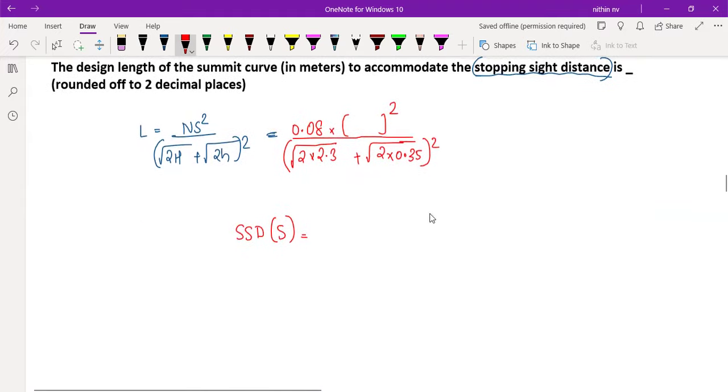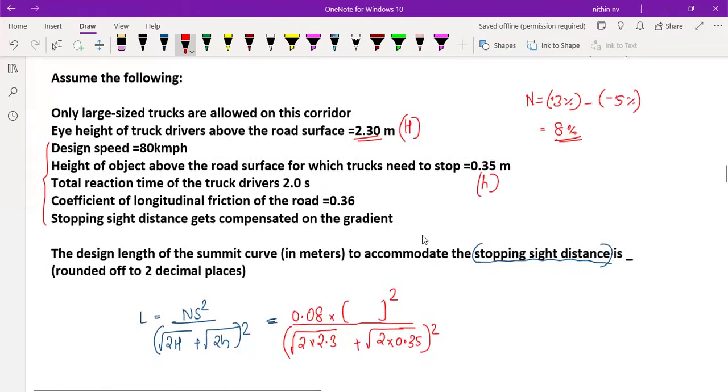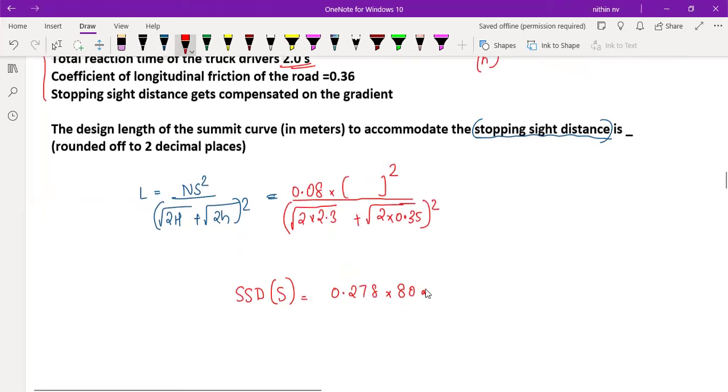Now our real task is to calculate the stopping sight distance. So let's do it. We have already discussed one question for stopping sight distance. So you can use any equation: 0.278 V T, where V is 80 kilometers per hour. Look at the data. They have given the reaction time as well, right? 2 seconds. Suppose it was not given, then by default we need to consider 2.5 seconds as per IRC. But since it is given in the question, we shouldn't assume any value, right? So don't make such a silly mistake and lose your mark.